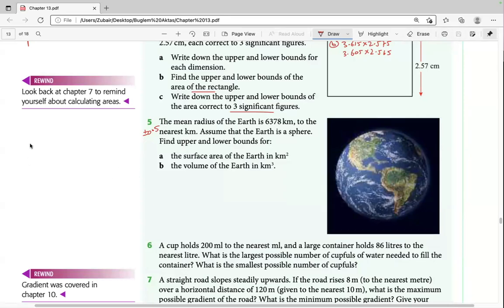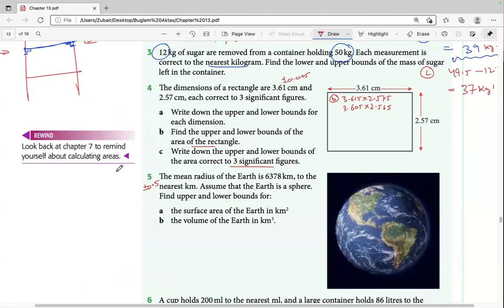So the surface area of Earth, if it is a sphere, is 4 pi r squared. So 4 into pi and the radius is 6378.5, 6378.5 squared. So this is the upper, and the lower is 4 pi 6377.5 squared. Upper bound and lower bound.